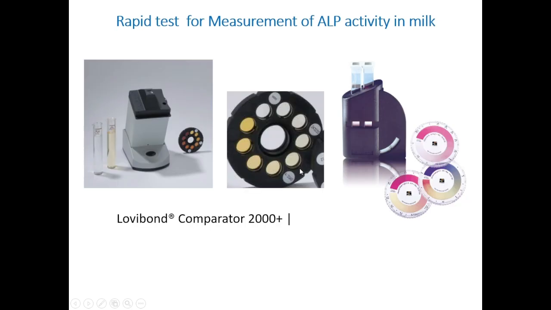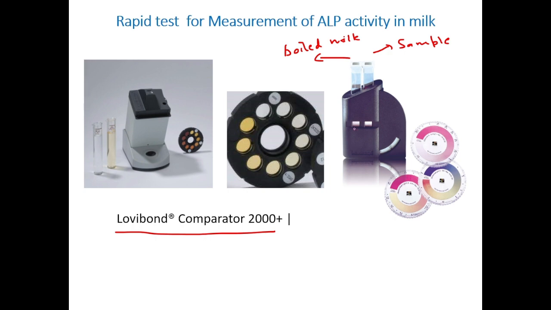Okay, so this is how the Lovibond comparator 2000 plus looks like, and we have 2 test tubes here. You keep the test tubes at their places, and then the disc is placed inside it, and we rotate the disc until the color matches that of the sample color. On the left hand side we take the boiled milk, and on the right hand side we take the sample for which we are checking the efficiency of pasteurization.